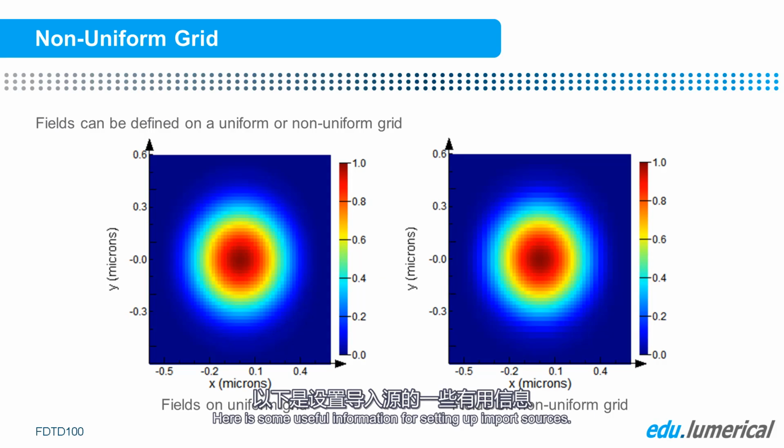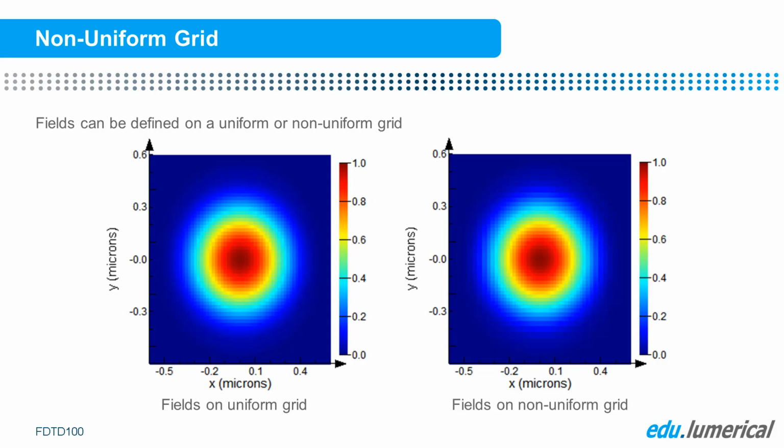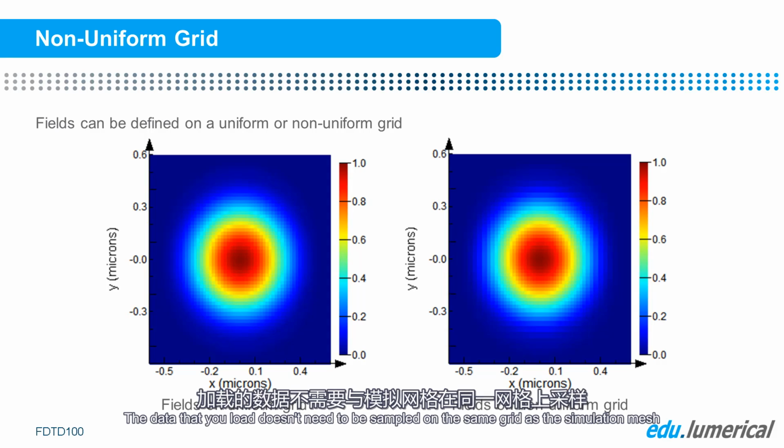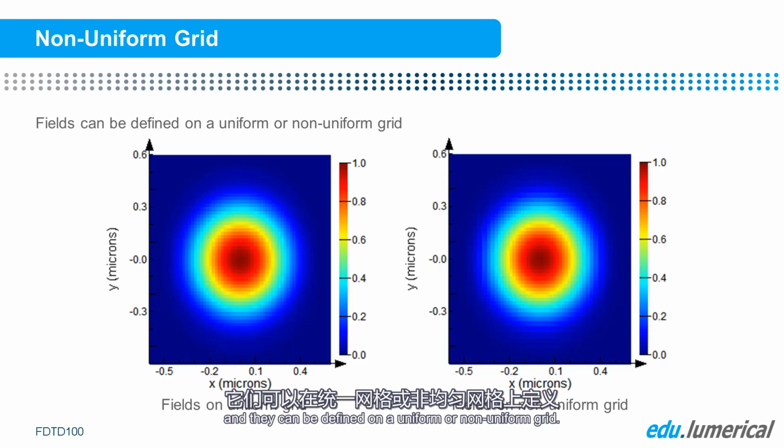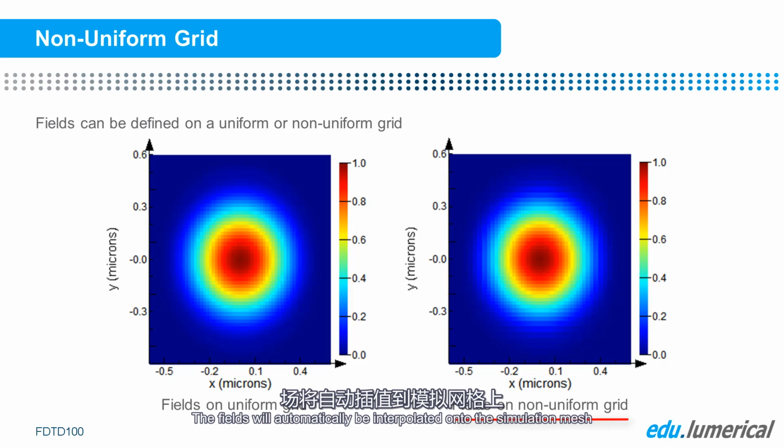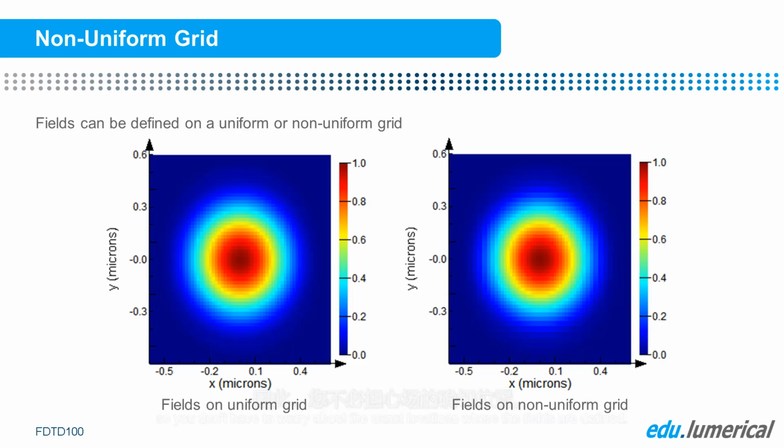Here's some useful information for setting up import sources. The data that you load doesn't need to be sampled on the same grid as the simulation mesh, and they can be defined on a uniform or non-uniform grid. The fields will automatically be interpolated onto the simulation mesh, so you don't have to worry about the exact locations where the fields are defined.